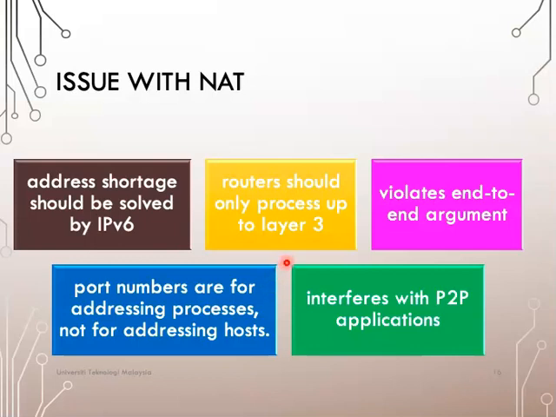However, even though it has enjoyed widespread deployment in recent years, there are some issues with network address translation. The IETF community argues, for example, that address shortage should be solved by IPv6, meaning that routers shouldn't manipulate the IPv4 address, and routers should only process up to layer 3. They also argue that NAT violates the end-to-end argument. It means that hosts should talk directly with each other without interfering nodes that modify IP addresses and port numbers. They also argue that port numbers are for addressing processes, because remember that we learned before in chapter 2 that port numbers are for addressing processes and not for addressing hosts.